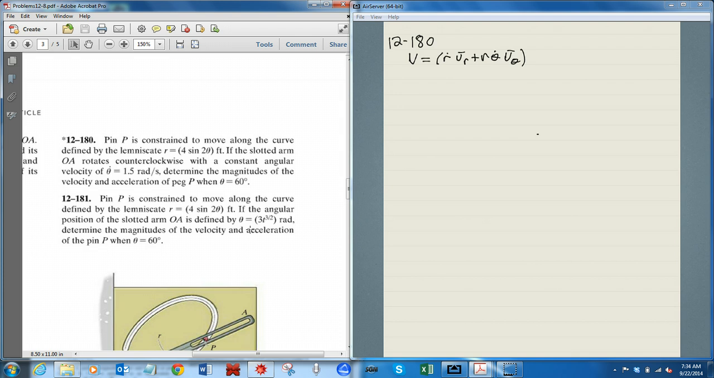Okay, so there's the velocity and the acceleration. I guess I should put a bar over this to be precise. They're vectors, right? The acceleration is equal to r double dot minus r theta dot squared, all that's in the ur direction, plus, let's see, 2 r dot theta dot plus r theta double dot.